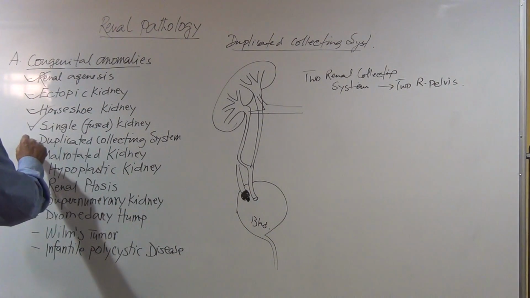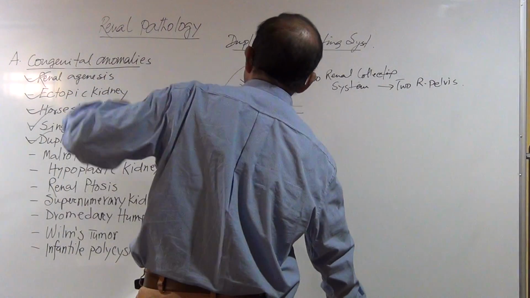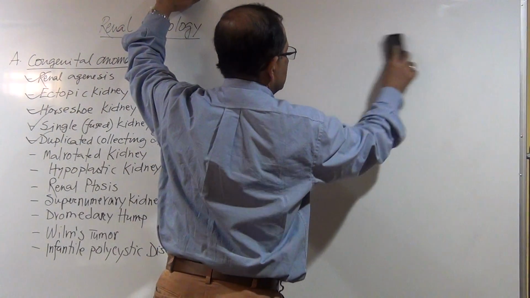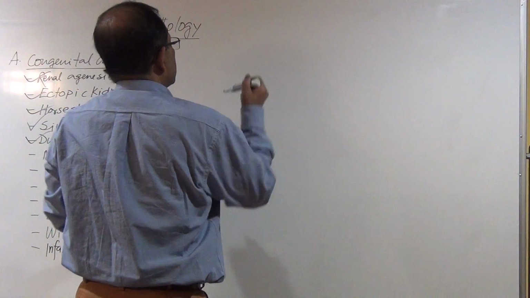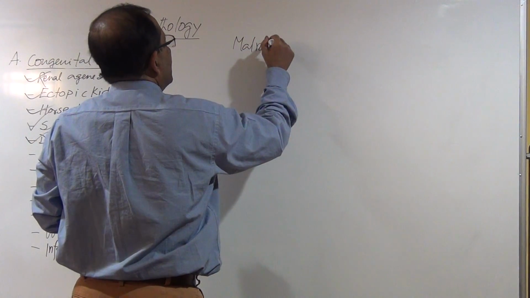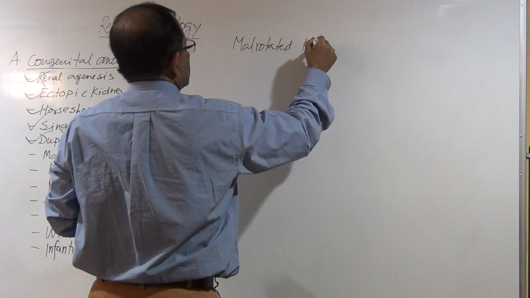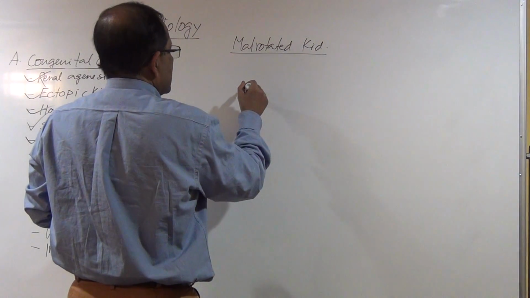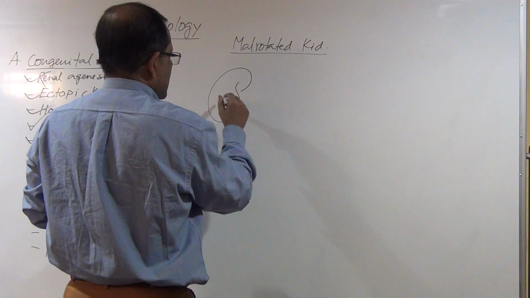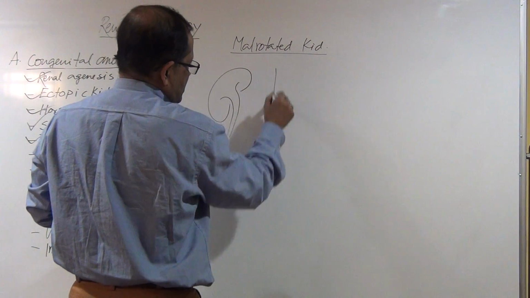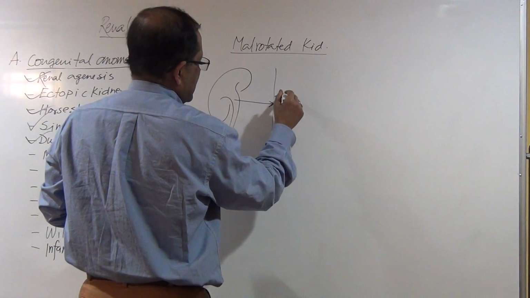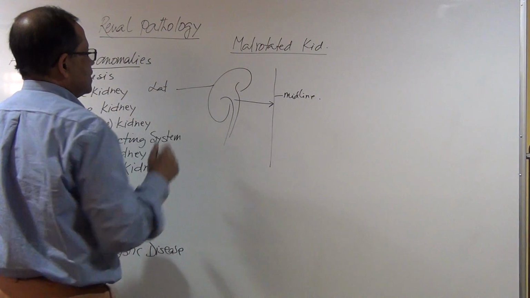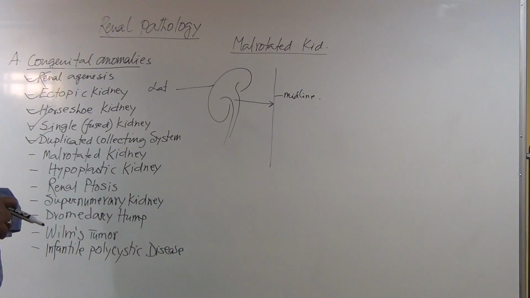Okay, so next is mal-rotated kidney. What does mal mean? It means abnormal, which is not normal. Okay, mal-rotated kidney. Normally, the kidney hilum is towards the midline, right? This is midline, and this is called lateral. Right? Normally, the kidney is like that.